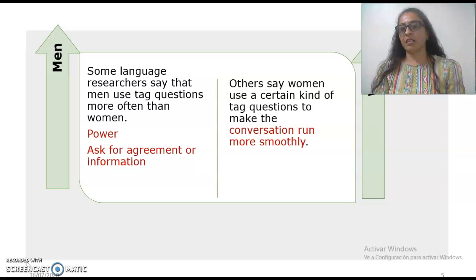Other researchers suggest that certain kinds of tag questions are used by women with the purpose of making the conversation run more smoothly. If a woman says that somebody's stuck with an idea, this person will start using a lot of tag questions. And this reminds me of some legal processes, a prosecutor asking questions to anybody that is being accused of having committed a crime. So this is a subtle way to get information out of this person.